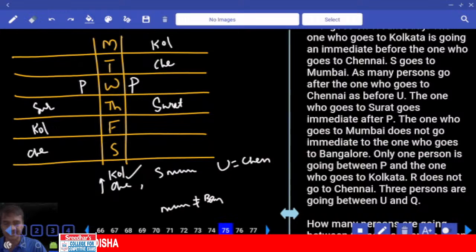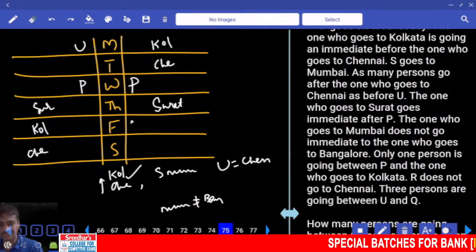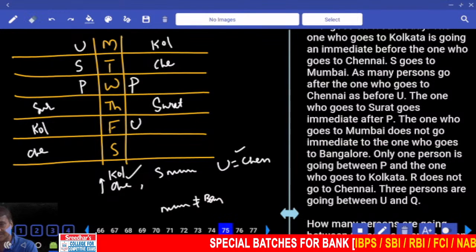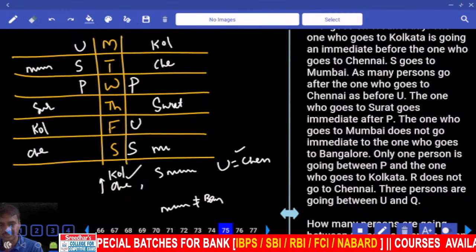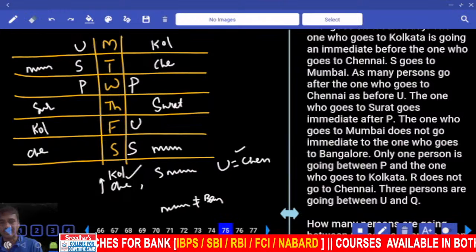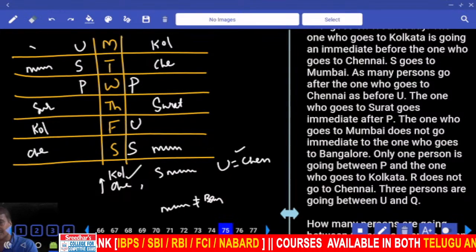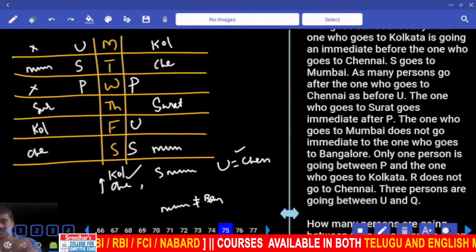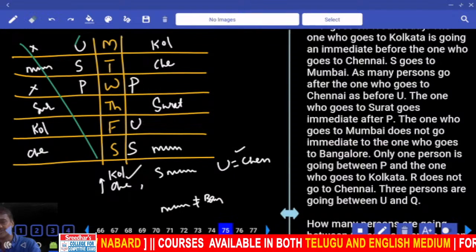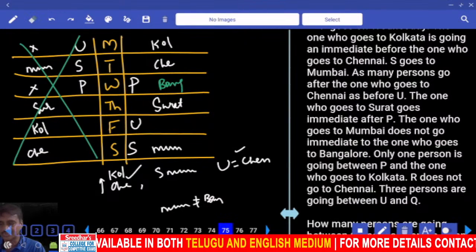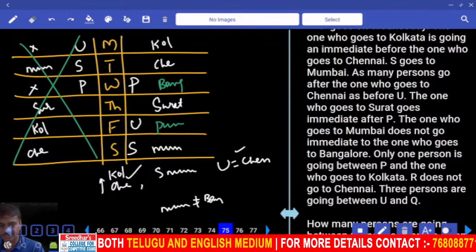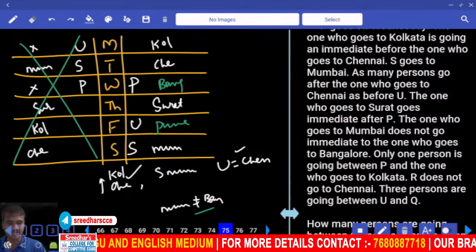Kolkata and Chennai are adjacent. Then Mumbai and Chennai, Mumbai must be here. Then S is Mumbai. Now this is S who is from Mumbai. S must be at the last place in the second case. Mumbai and Bangalore are not adjacent to each other. Now here Bangalore must be here or here. In both the cases, Mumbai and Bangalore are adjacent. This is ruled out. Now this is Bangalore. If it is Bangalore, what is the other city left over? Pune.